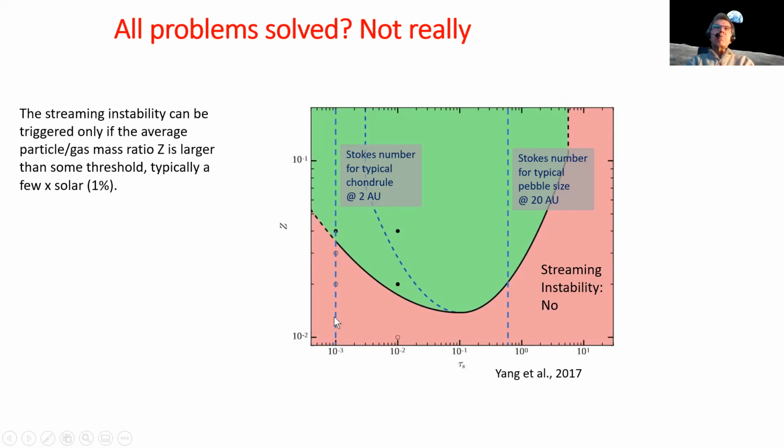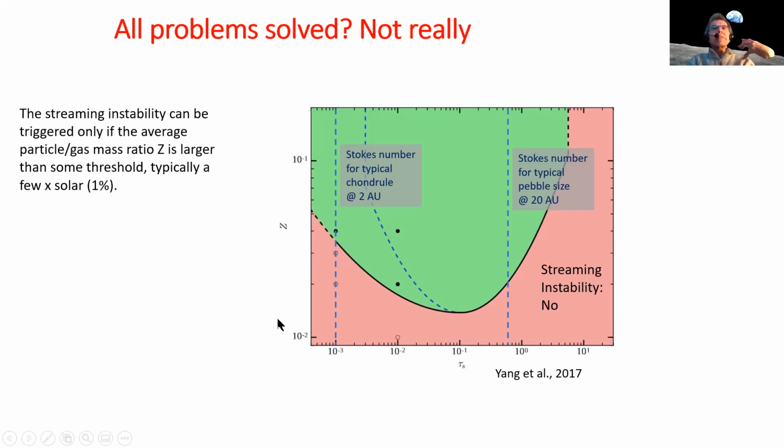And the typical Stokes number is of order 10 to the minus 3. So here you see that, as a function of the Stokes number, you need Z to be a few percent in order for the streaming instability to operate. This part of the parameter space, highlighted in green, is where it works, whereas here in red the streaming instability cannot be triggered because the dust-to-gas ratio is too small.